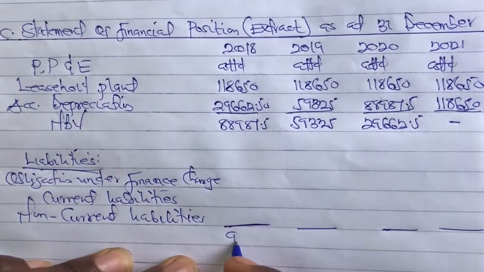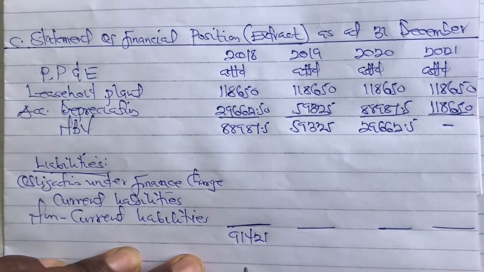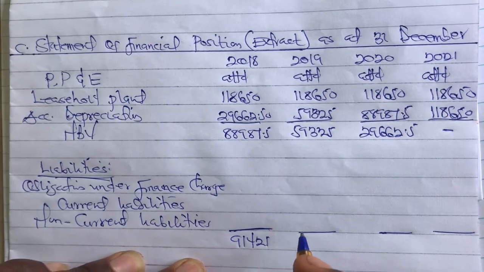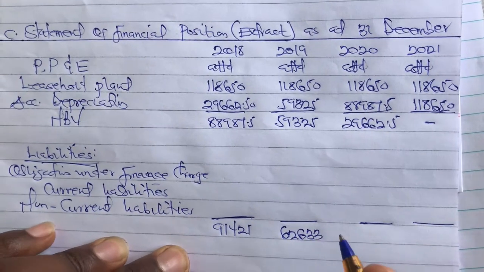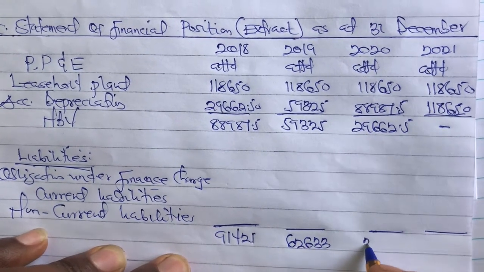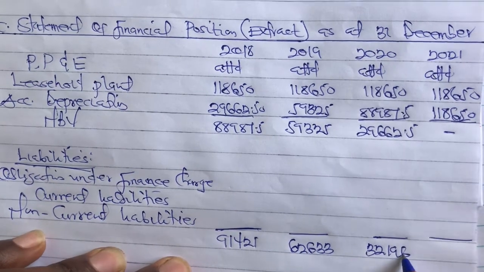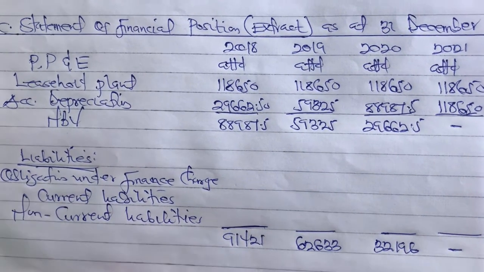Okay, so let's come and represent them over here. So we have 91,426.21 for total liability for 2018, and 62,633 for 2019, and for 2020 is 32,196. There is no closing liability for 2021. And now we are going to split it.